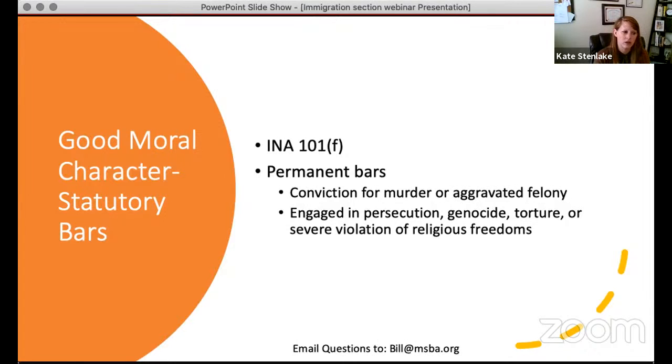Now, if you remember from before, I said it's good moral character for 10 years. However, there are a couple of permanent bars. So even if they were committed outside of the 10 years, they will still be a bar for good moral character. That's a conviction for murder or an aggravated felony, which again is a term of art. You'd have to do the research to see if the conviction qualifies as an aggravated felony, or if the person engaged in persecution, genocide, torture, or other severe violations of religious freedoms. We can go on to the next slide.